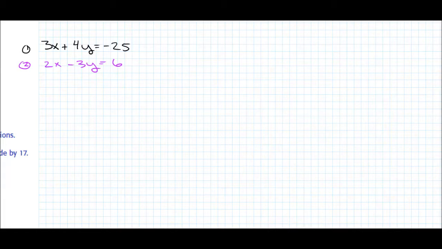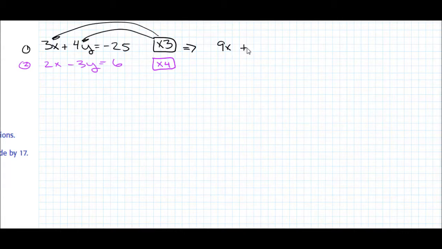So what we're going to do is multiply equation 1 by 3, and we're going to multiply the second equation by 4. So we're going to get some new equations here. Let's start. What is 3 times 3x? That'd be 9x. So I'm just multiplying it there. What is 3 times 4y? That becomes 12y. And what is 3 times negative 25? Well, that'd be negative 75.